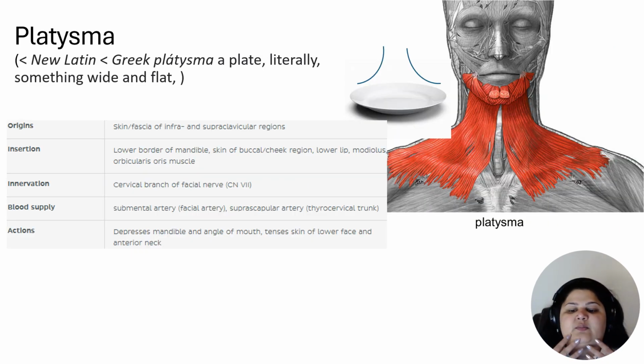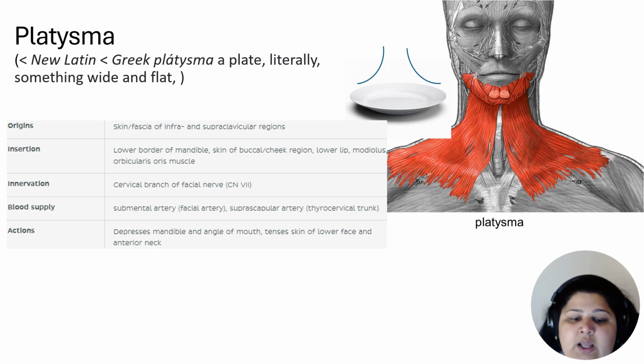Platysma. What is platysma? Platysma is a flat plate, right? This is like a new Latin word, literally something wide and flat. Origin: skin fascia of infra and supraclavicular regions. Insertion: lower border of mandible, skin of buccal cheek region, lower lip, modiolus, orbicularis oris muscle. Innervation: cervical branch of facial nerve, CN7. Blood supply: submental artery, facial artery, suprascapular artery, thyrocervical trunk.